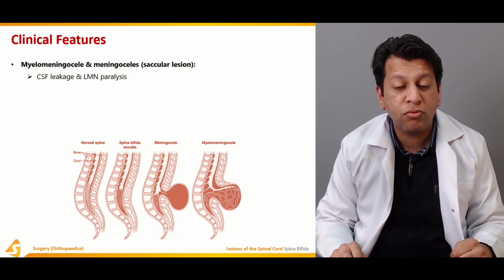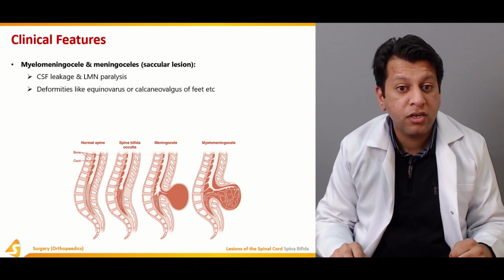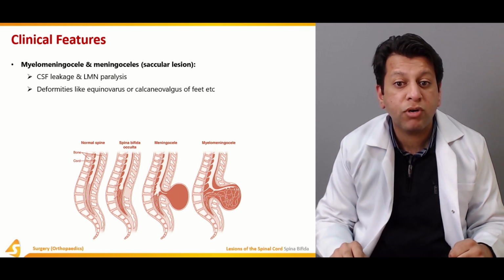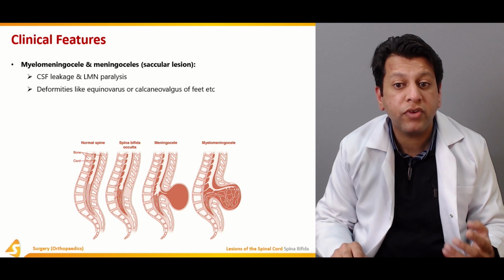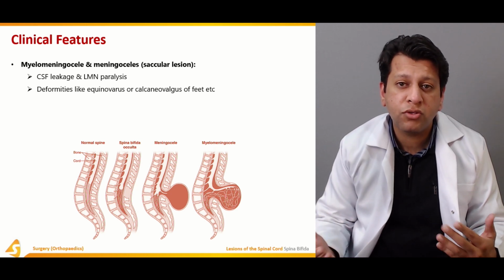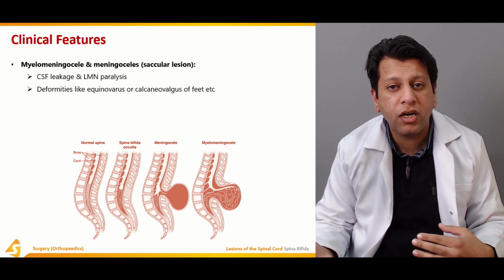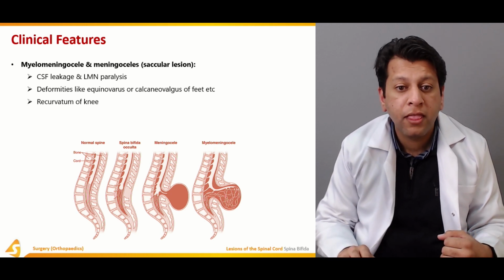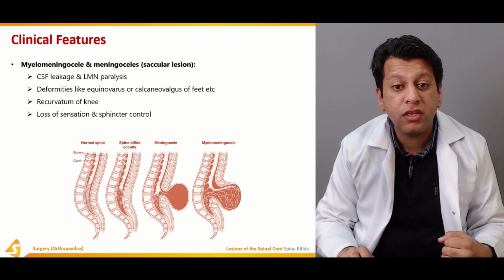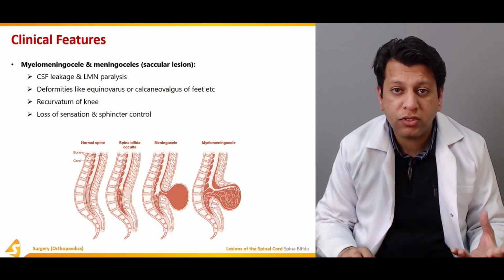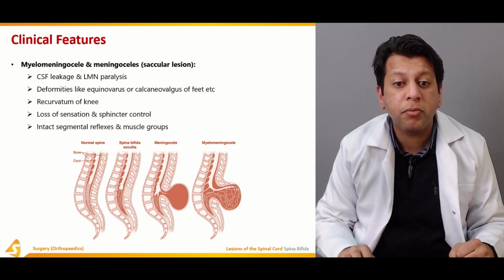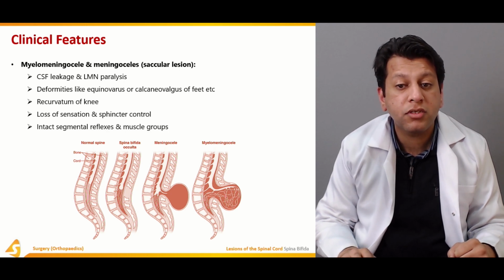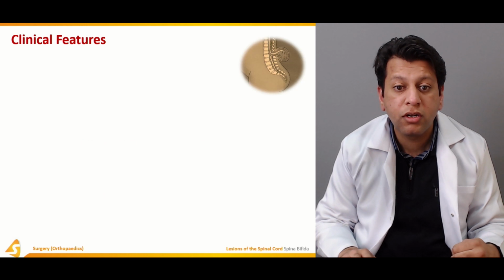CSF leakage and lower motor neuron paralysis are common. There are deformities like equinovarus and calcaneovalgus of the feet as well. They are usually associated with congenital vertical talus, or they may be associated with CTEV. There could be a recurvatum of the knee. There could be loss of sensation and sphincter control, depending on where the main defect is. There could be intact segmental reflexes in some muscle groups, but not all.